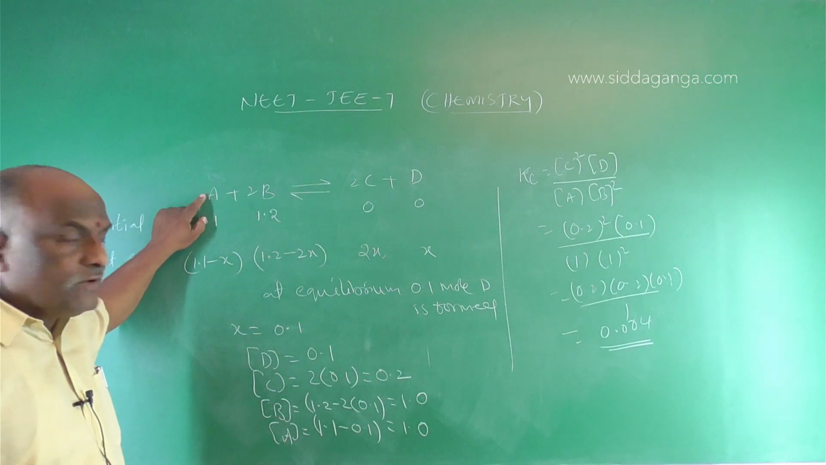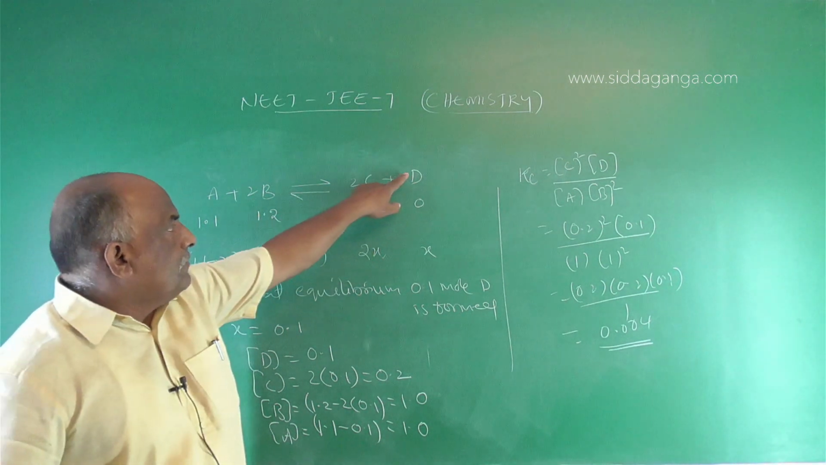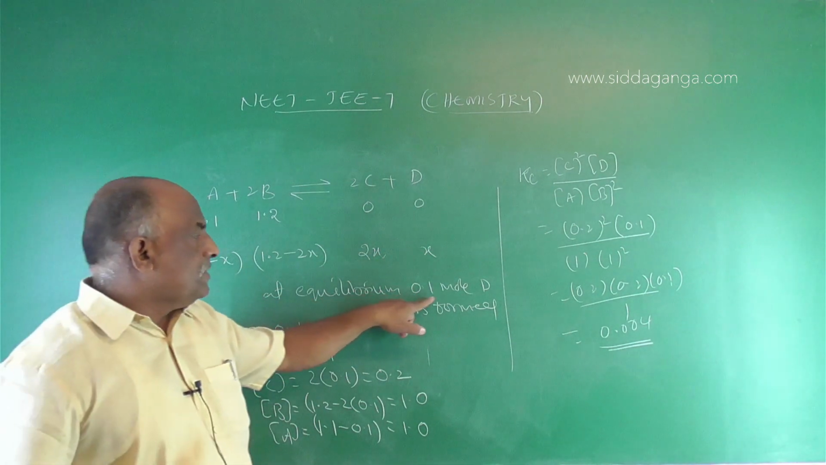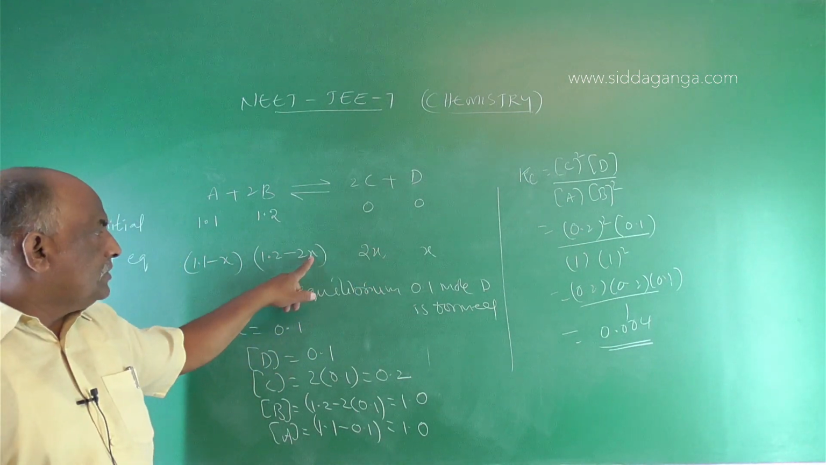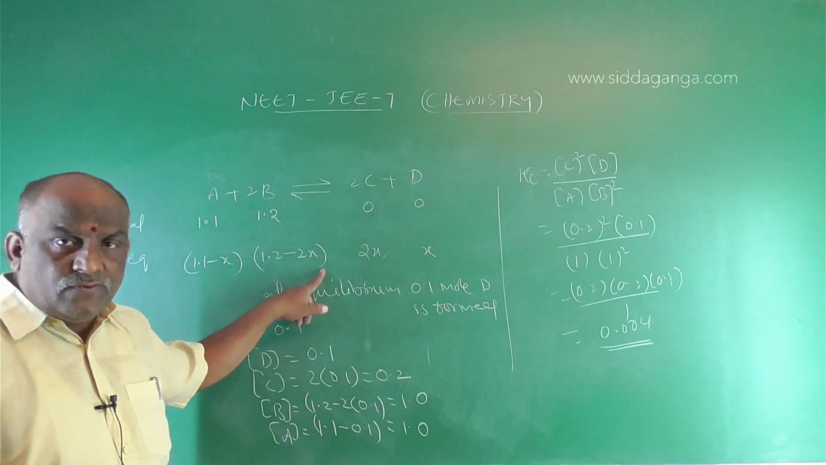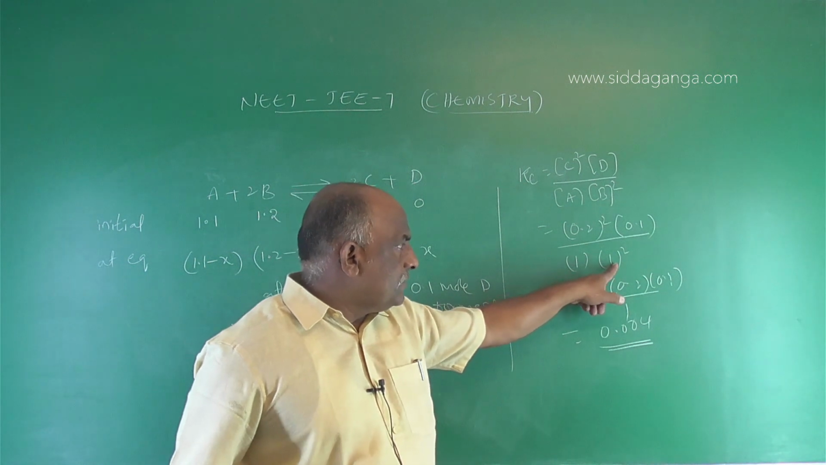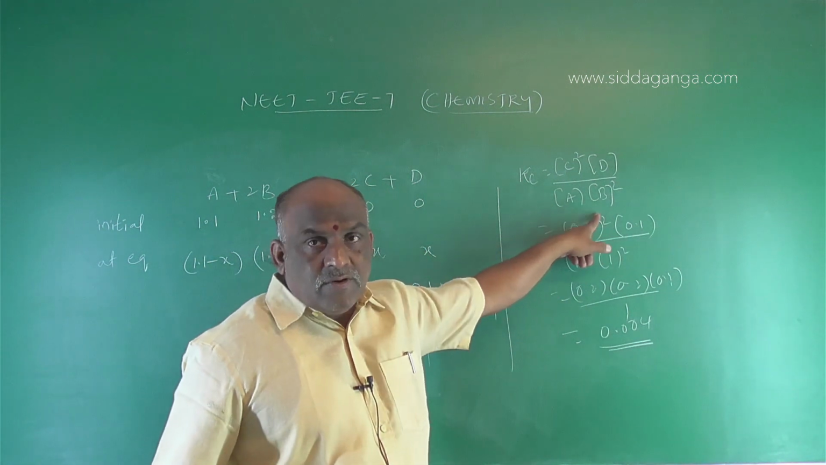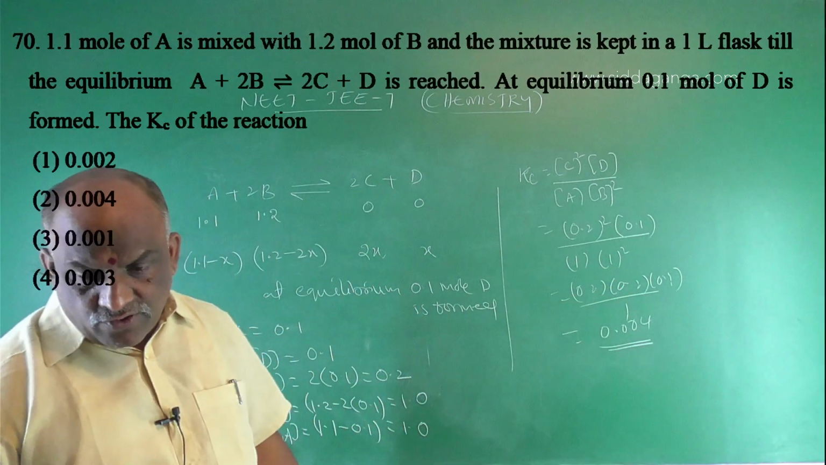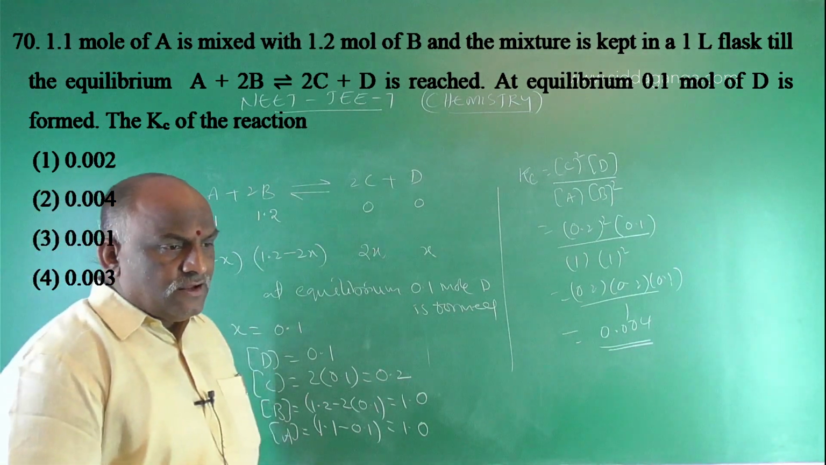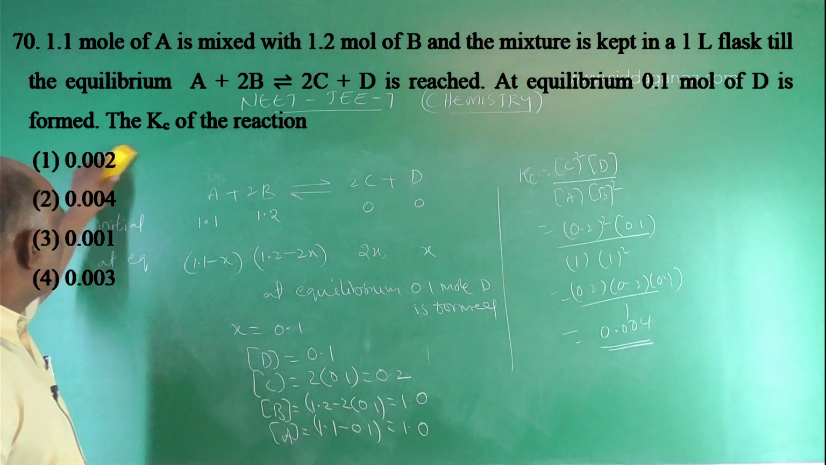Stoichiometric coefficient of A is equal to 1: 1.1 minus x, 1.2 minus 2x, coefficient 2x, coefficient 1x. After that, at equilibrium it was given that 0.1 mole D is formed. So x is equal to 0.1. Here 2 into 0.1 is 0.2, so 1.2 minus 0.2 is 1, and 1.1 minus 0.1 is 1. In your denominator, it is concentration of A, concentration of B, and in the numerator concentration of D and concentration of C whole square. 0.2 into 0.2 is 0.04, multiplied by 0.1, we will get 0.004. 0.004 is the right answer. Option number 2 is correct for this question. You should go with the second option.